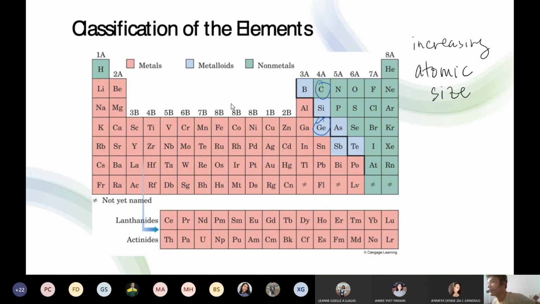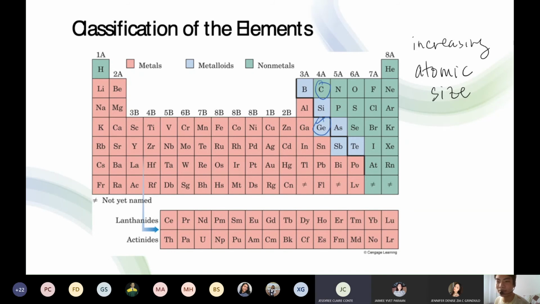Ayan. Paunahan. Si Jessiri. Sino pinakamalaki? Yung C po. Carbon. Pinakamalaking atomic size? Carbon po.